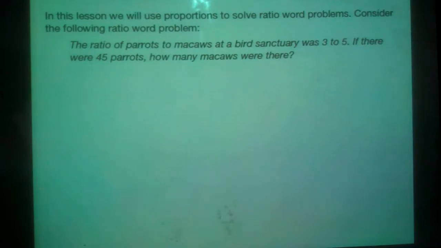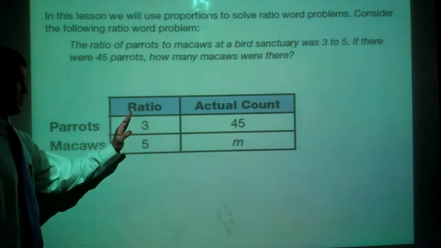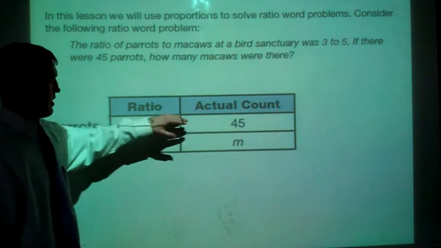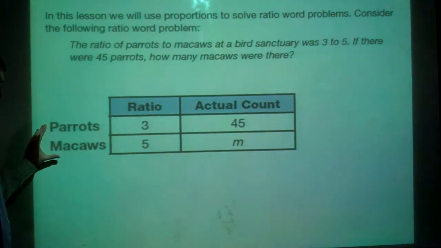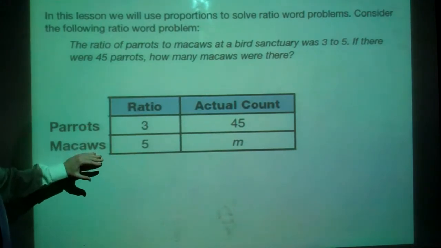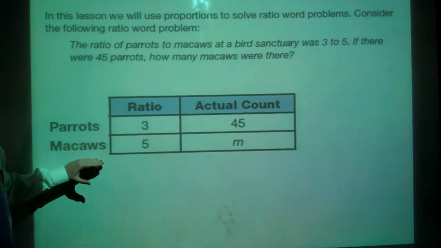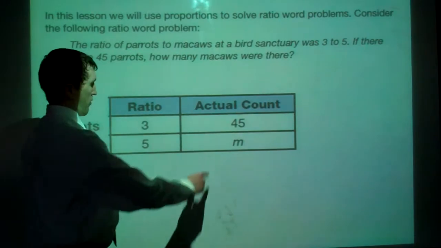And we do that by setting up what we call a ratio table. And that's right here. Okay? So we have a column. We have a ratio column, and then we have an actual column. This is the actual amount of things. This is the ratio that they give us. And then on the side here we have what we're describing. So we have a ratio of 3 parrots to 5 macaws. So every 3 parrots there would be 5 macaws. Okay? And we're also given that there are 45 parrots.